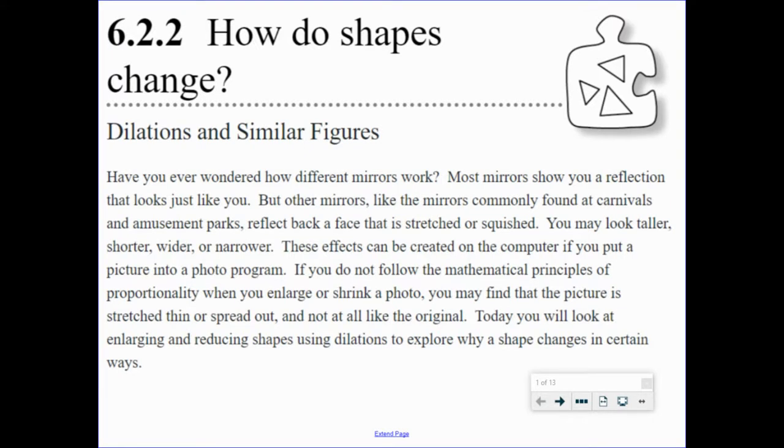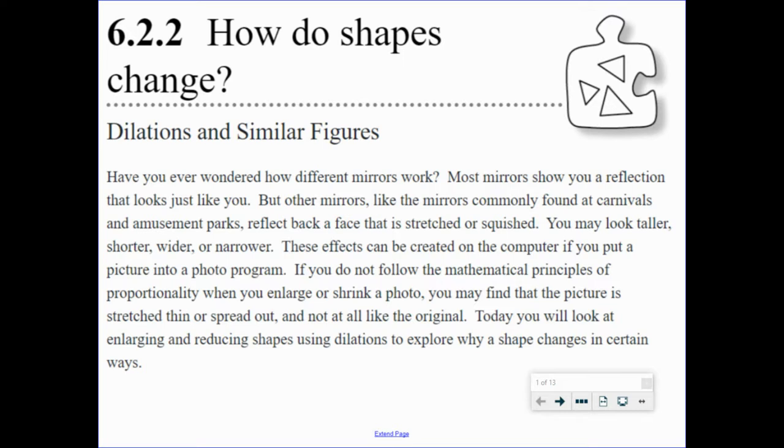How do shapes change? Dilations and similar figures. Have you ever wondered how different mirrors work? Most mirrors show you a reflection that looks just like you, but other mirrors, like the mirrors commonly found at carnivals and amusement parks, reflect back a face that is stretched or squished. You may look taller, shorter, wider, or narrower.